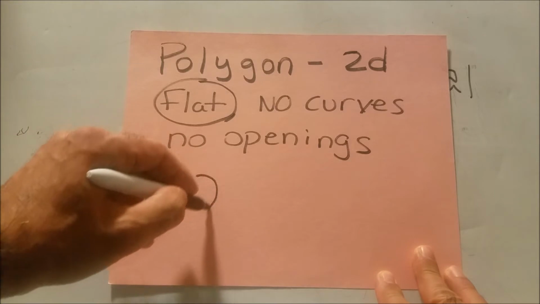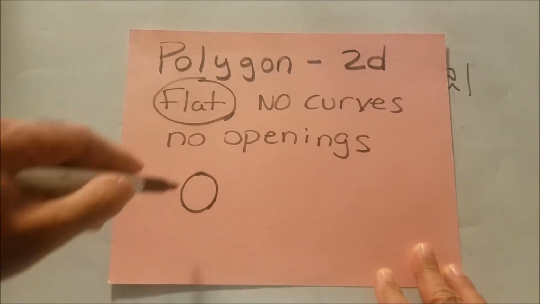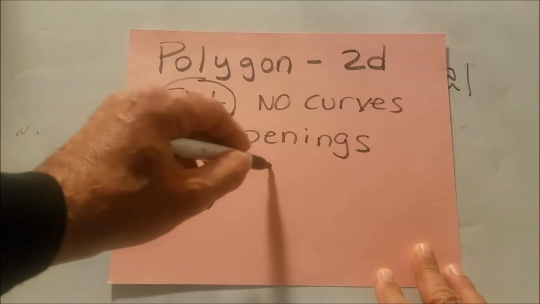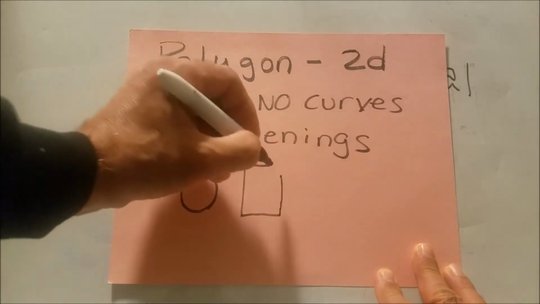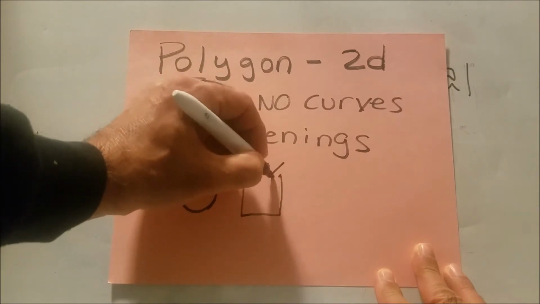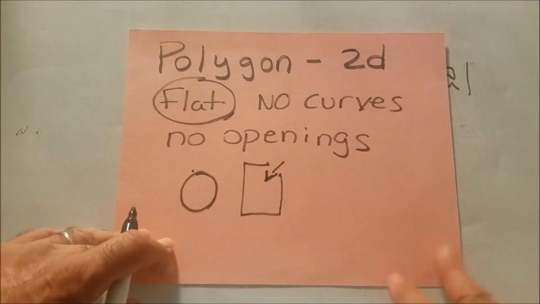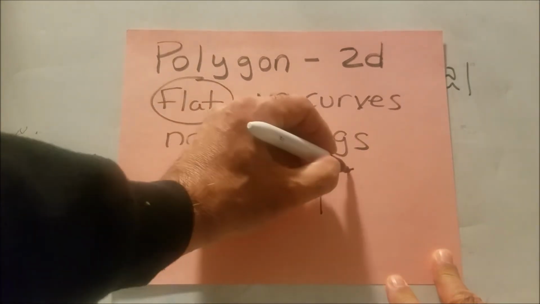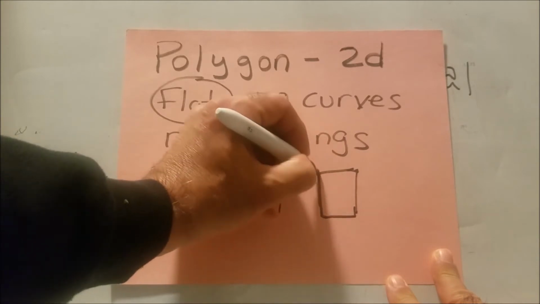So like a circle, remember from last time we talked, we said a circle is not a polygon because it has curves. So if we had a shape like this, well, we're not going to say that's a polygon because it has an opening. Well, it's a shape, but it's not a polygon. A polygon has to have a flat shape like a square, like a triangle, like an octagon. It's two-dimensional.